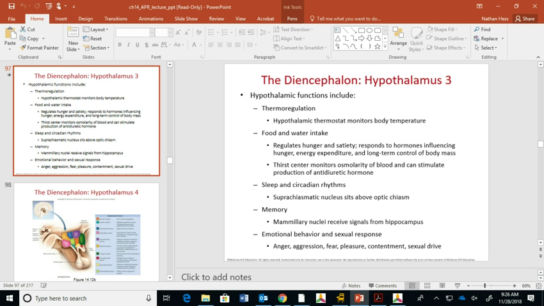Other functions that it has is thermoregulation. So your hypothalamus is like your thermostat in your body. It's what determines whether you get too hot or too cold. Some of us have very high running thermostats. Some folks have very cold running thermostats. Our food and water intake. This is what regulates hunger and thirst in your body. It tells you when you need to drink more. It tells you when you need to eat. It tells you when you're hungry, when you're not hungry, right?